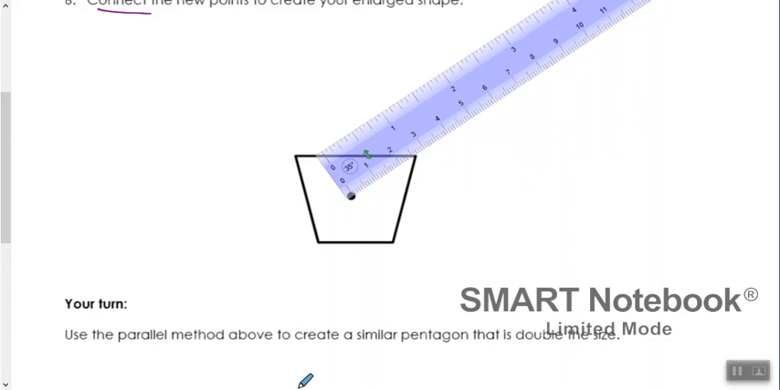Okay, and not quite in the center of my point. This point is too big. Try to make your point smaller.